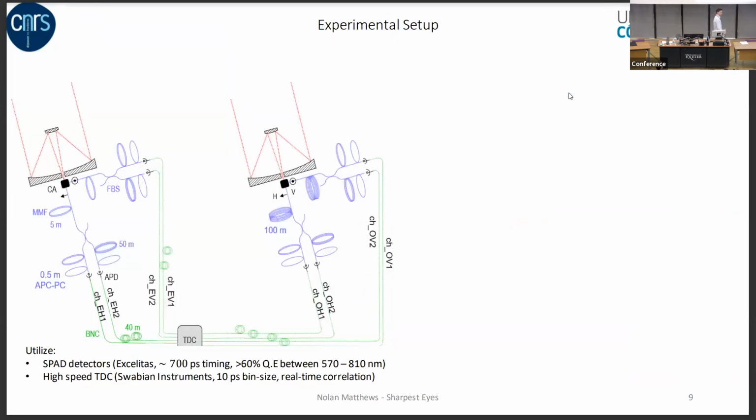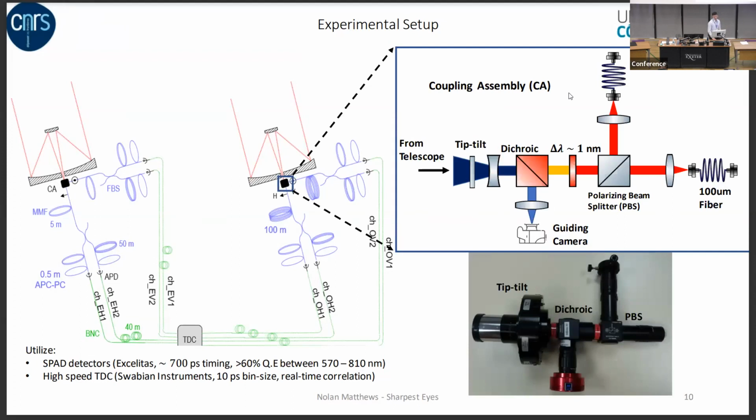What exactly does our setup look like? This is an illustration of the setup. The main idea is that at the focus of each of the telescopes, we have a coupling assembly, which does spectral and polarization filtering and then injects the light into a fiber. I don't have time to get into too many details, but you have a tip-tilt, which helps stabilize the light injection into the fiber. The light is collimated. We have a guiding camera with a control algorithm to keep the light injected into the fiber. And then we do the spectral and polarization filtering.